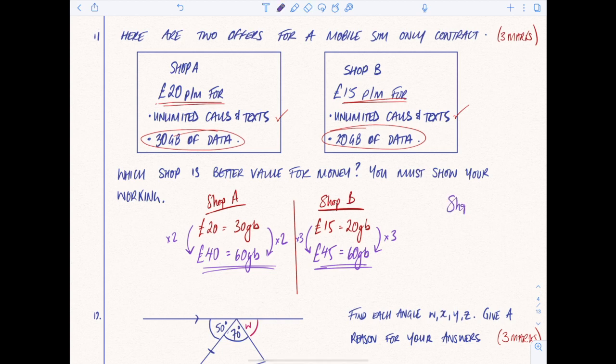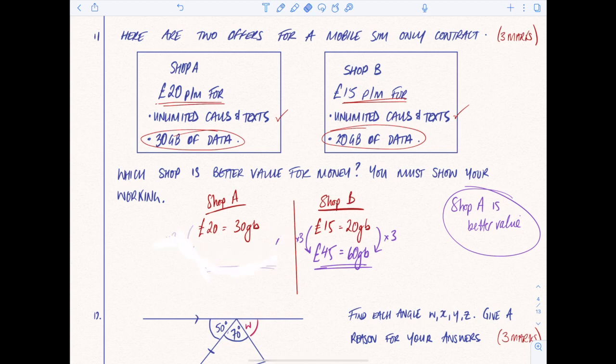You must make sure you write down which one is better. Shop A is better value, or is cheaper, or whatever it might be that it's asking you. You have to make that statement. Now let's look at another way of doing it.